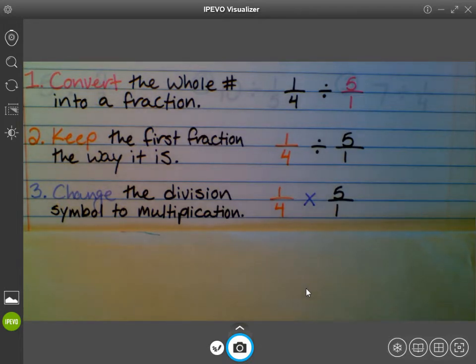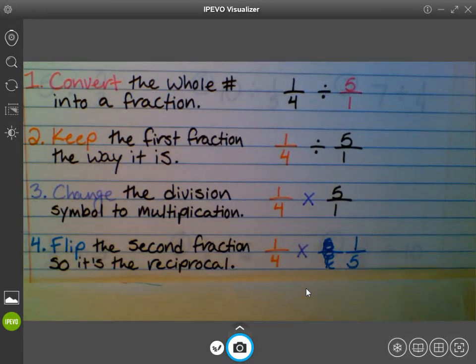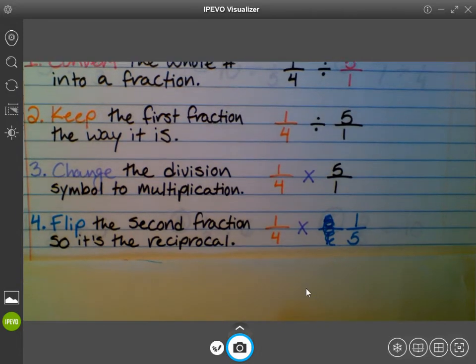Give me a thumbs up when you're ready for step 4. Thank you. Awesome. Is there anyone who needs more time? Okay. Awesome. So then, just like yesterday, our fourth step, flip the second fraction so it's a reciprocal.